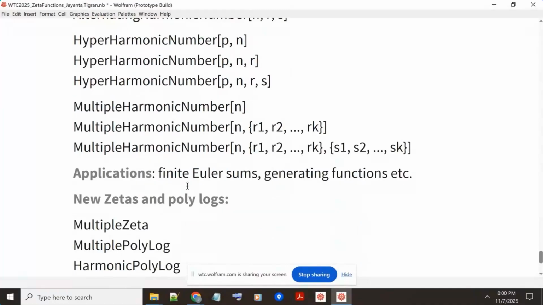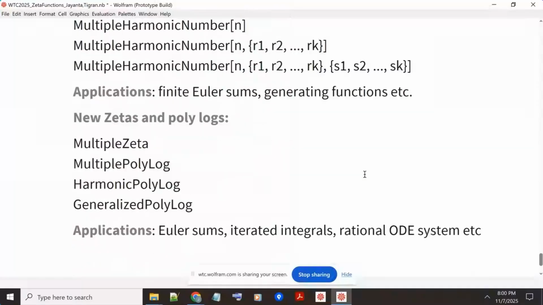And the applications are finite Euler sums, generating functions, etc. And we have some new zetas and polylogs now: multiple zeta, multiple polylog, harmonic polylog, generalized polylog. And the applications are Euler sums, iterated integrals, rational ODE systems, and so on.